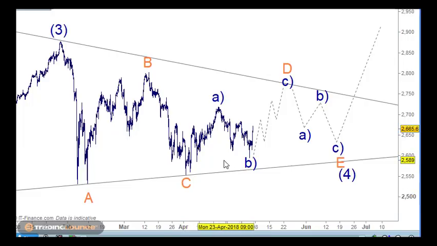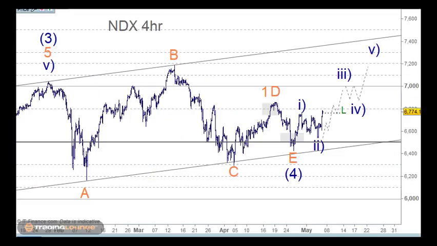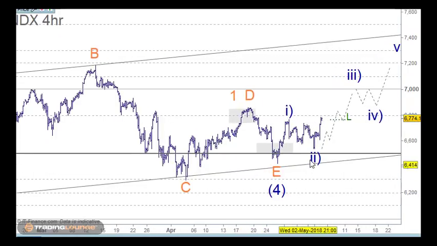Okay, so the point here is that with this market, the S&P, this low here has taken out this low here, but on the NASDAQ it hasn't. So we've got a slightly different count with the NASDAQ. I'll just find that for us. So with the NASDAQ here, we can still look at a triangle. We can still look at wave 3 here, an A wave here, a B wave here, C, D, and E here for wave 4, and then moving up from this point here. But this low here hasn't taken out this low here, okay?